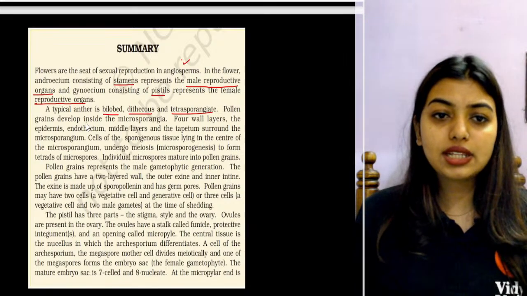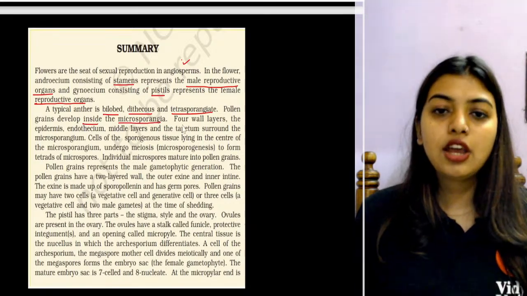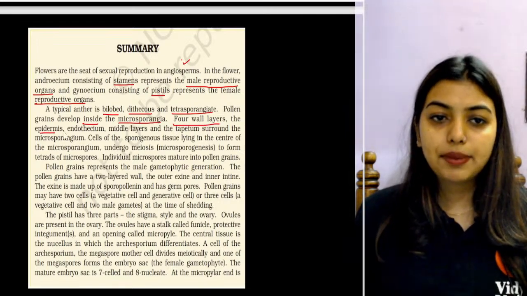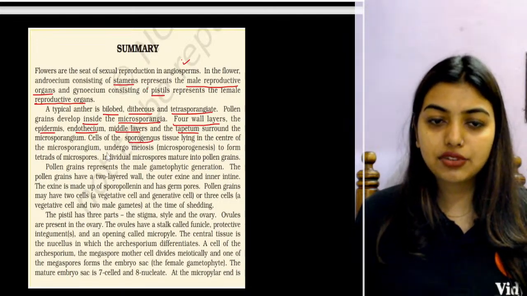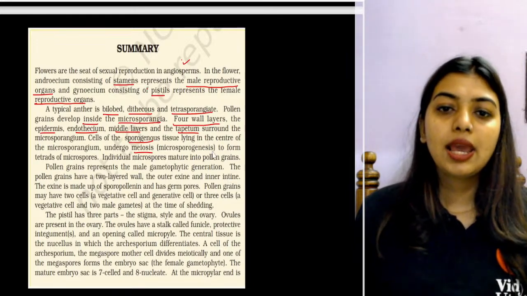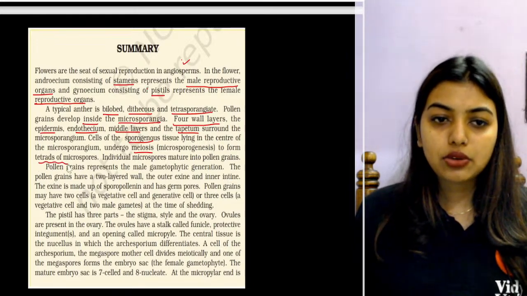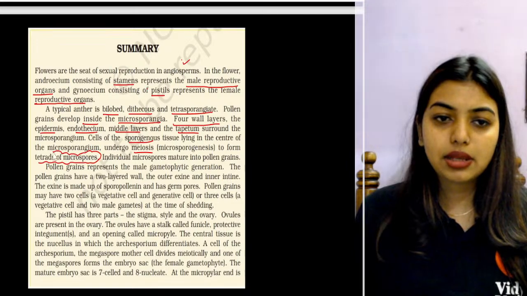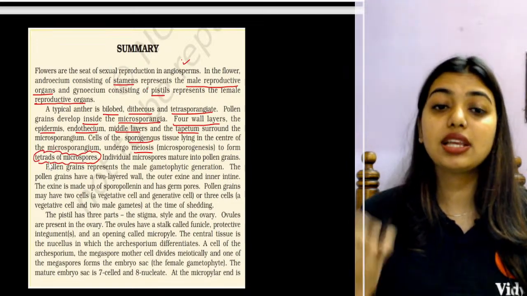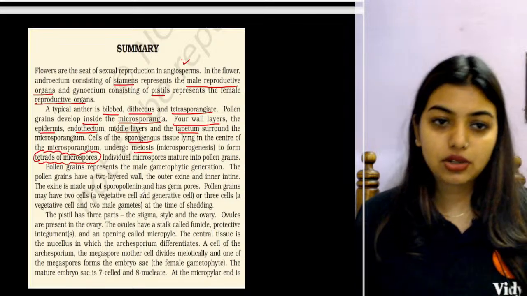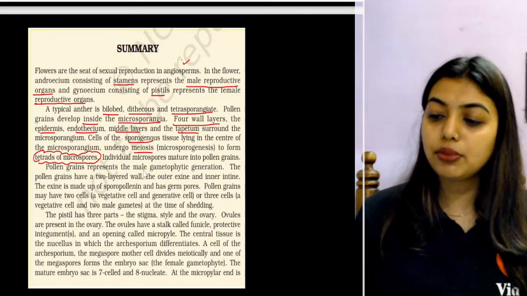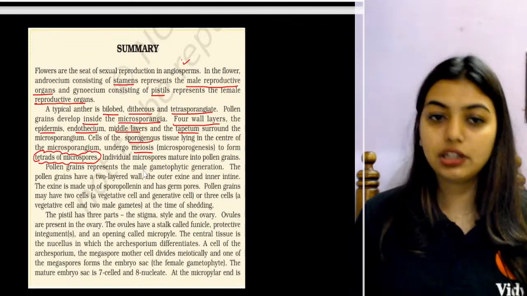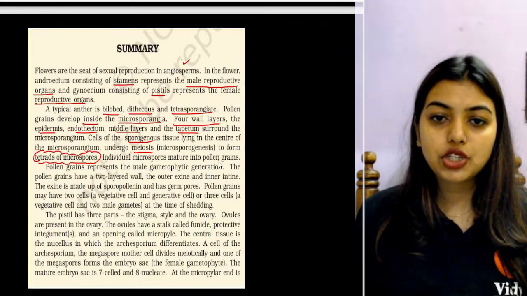Okay, now pollen grains develop inside the microsporangia. Four wall layers, that is the epidermis, endothecium, middle layer, and tapetum, surround the microsporangium. Cells of the sporogenous tissue lying in the center of the microsporangium undergo meiosis to form tetrads of microspores, or you can write MMC, that is, the microspore mother cell undergoes meiosis and forms the microspore tetrad. These microspore tetrads are held together by callose, which will be removed with the help of callase that is given out by the tapetum. Individual microspores mature into pollen grains.